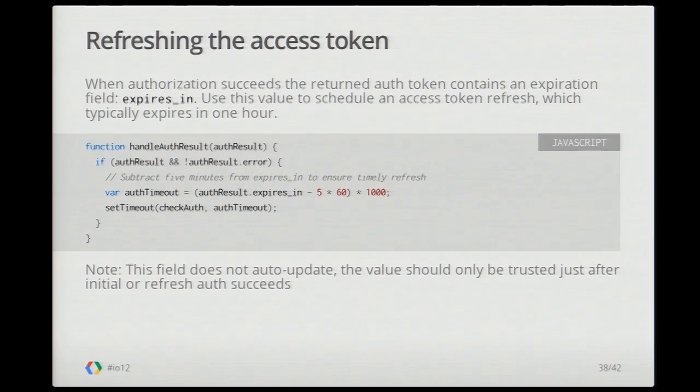I should also note that this field expires_in does not auto-update. So there is a method, gapi.auth.getToken, that gets back this token value with the expires_in field. Well, that field doesn't update, so don't trust it when you call gapi.auth.getToken. Only trust it in this handle auth result callback.